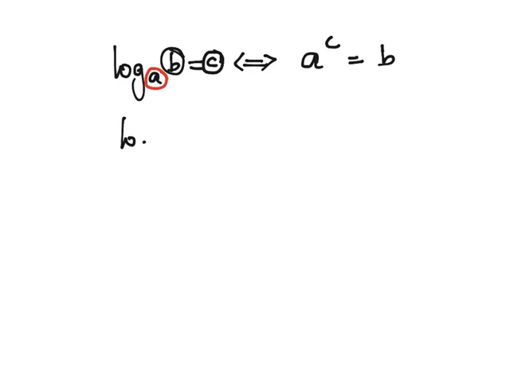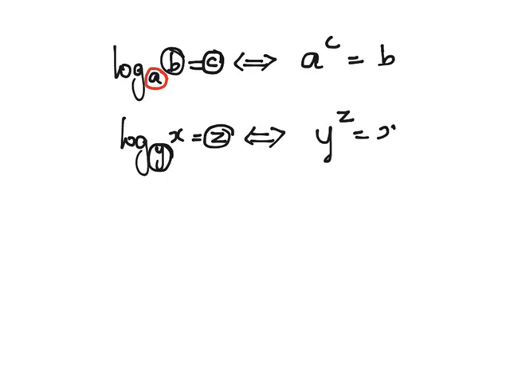One more example. Log x to the base y equal to z. So the base of the logarithm is y, so that will become the base of the exponent as well, y, and the value is z, that will become the exponent, y power z equal to x. Okay, and let's see one more example.